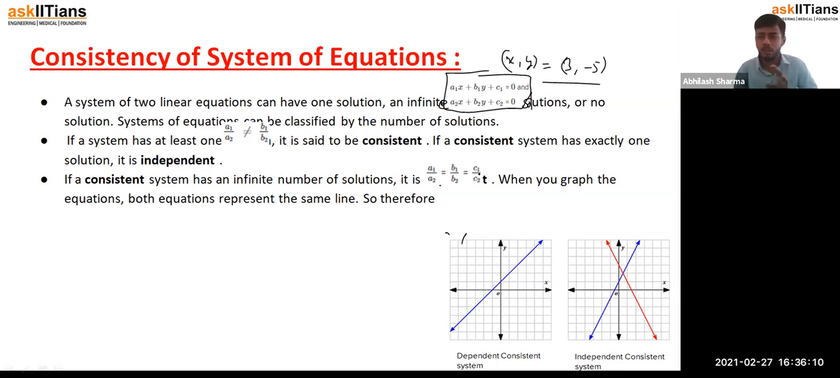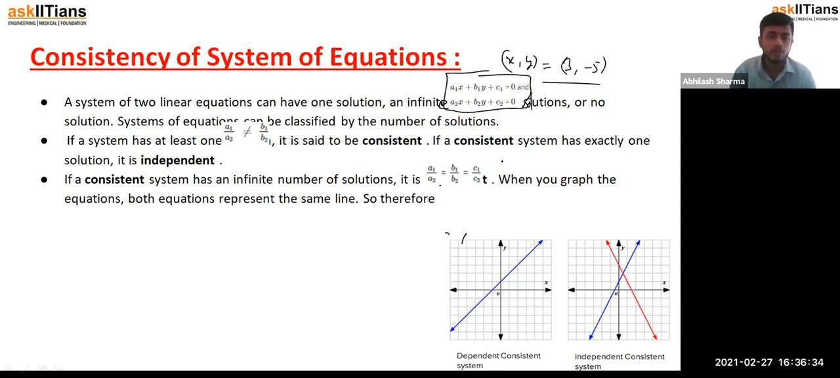Apart from these three conditions, nothing else can happen. For example, it can't have exactly two solutions. That is not possible. It can't have exactly three solutions. That is also not possible. The only possibilities are exactly zero solutions, which means no solution, exactly one solution, which means unique solution, and infinitely many solutions. These are the only three possibilities.